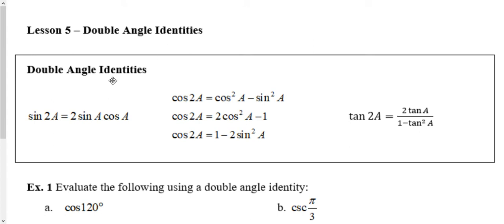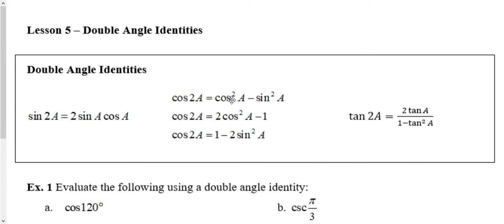So for double angle identities, we have about 5 of them here, but the note here is for sine and for tangent double angle identities, we only have one option for each of them. For cosine, we have 3 different options. Which option is correct for cosine? Well, it depends on the question and what you need, so you're going to use whichever option you would need.